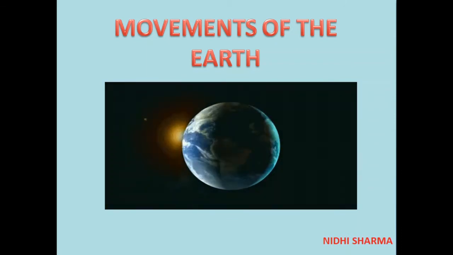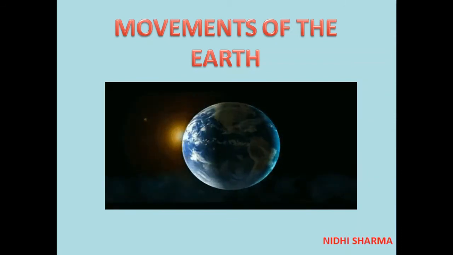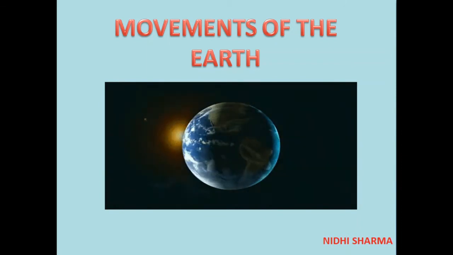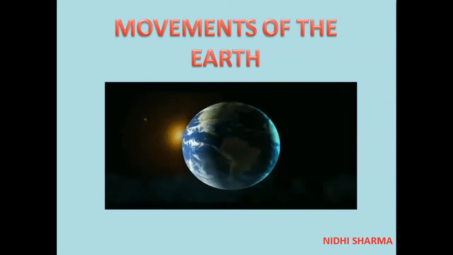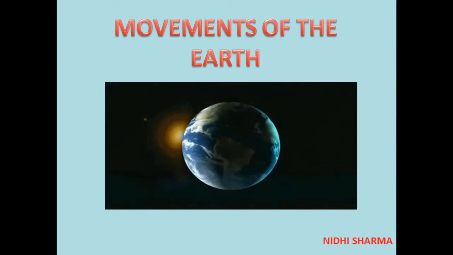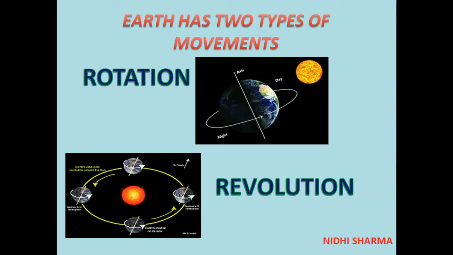or the sun. Nicholas Copernicus, an astronomer, first said that the earth spins on its axis and moves around the sun. Thus, the earth has two types of movements, rotation and revolution. So, today we are going to study these movements one by one.